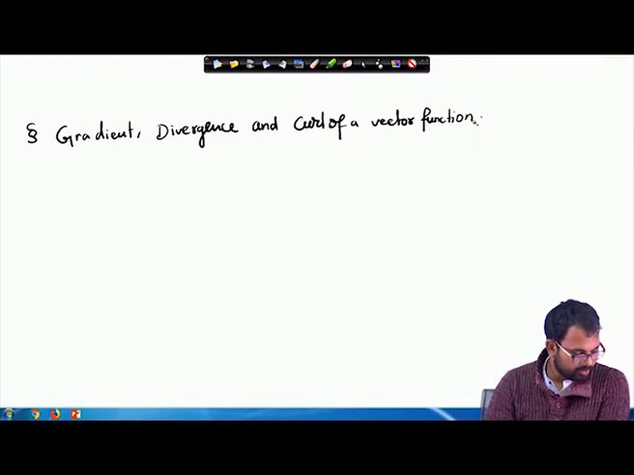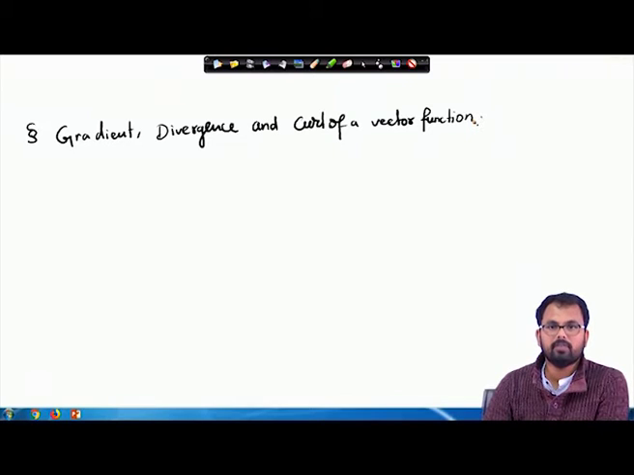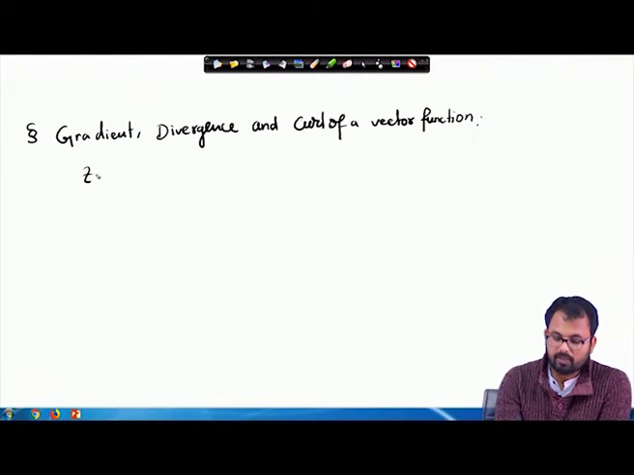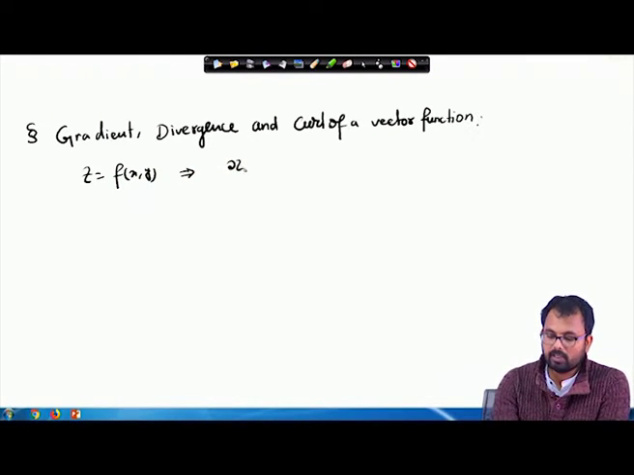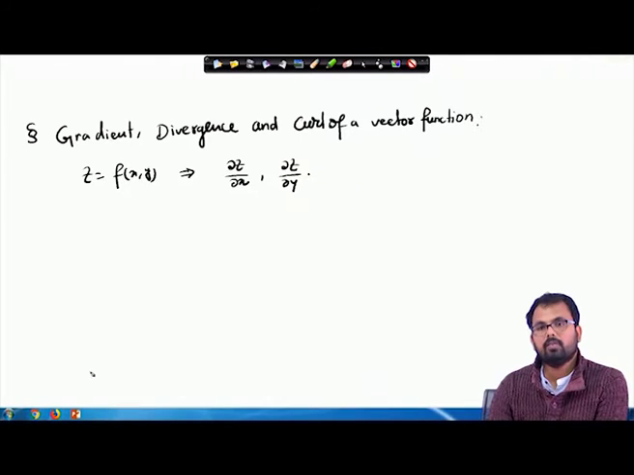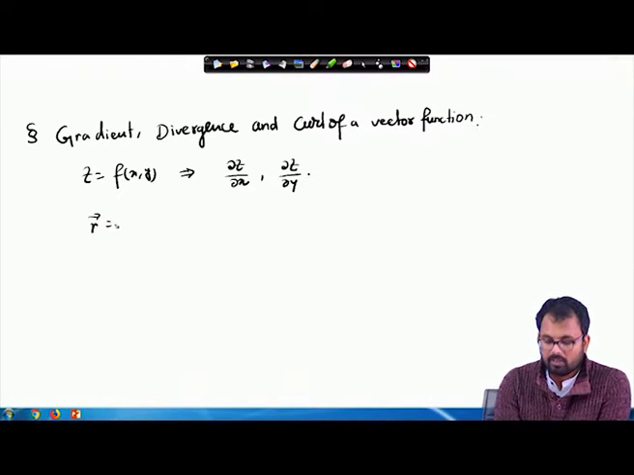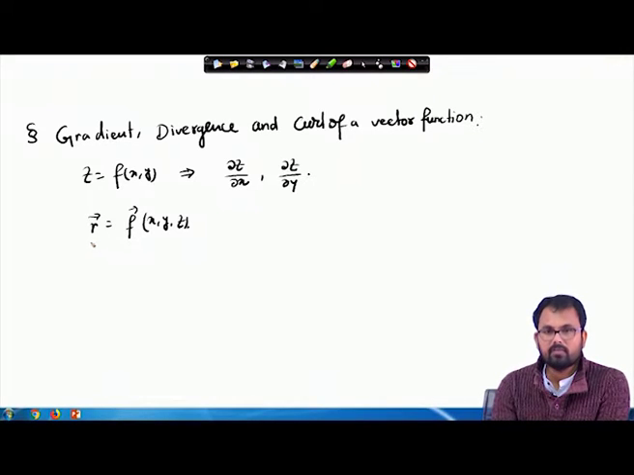to give you a formal definition, it goes like this. First of all, what do we mean by the partial derivative of a vector function? In the case of scalar functions, if we have a function of two variables, then we can talk about del z del x and del z del y. Similarly, in the case of a vector function, suppose our vector function r is equal to the vector f(x, y, z), then we can talk about the partial derivative of this vector function.